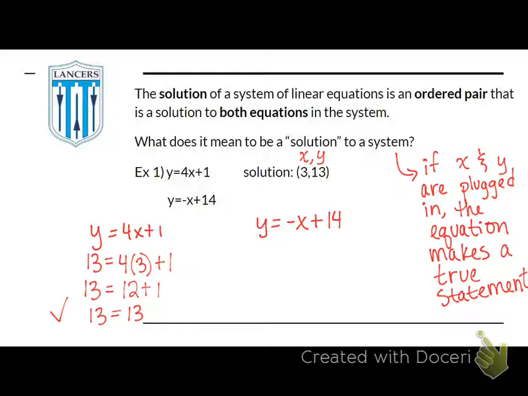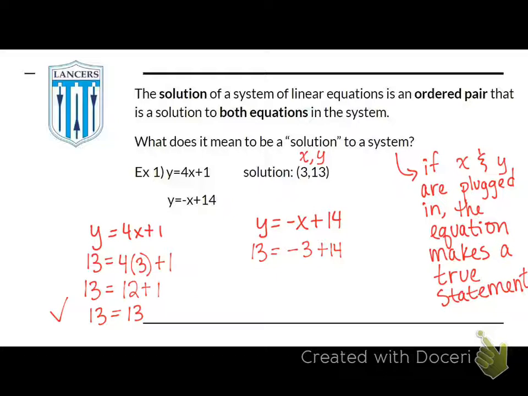Okay, let's go ahead and check the other one. To be a solution, it's got to work in both equations. And I'm not convinced right now that it's going to work in this one. What am I plugging in for y again? 13 equals, what am I plugging in for x? A 3. So there was a negative x. I'm going to make it a negative 3.